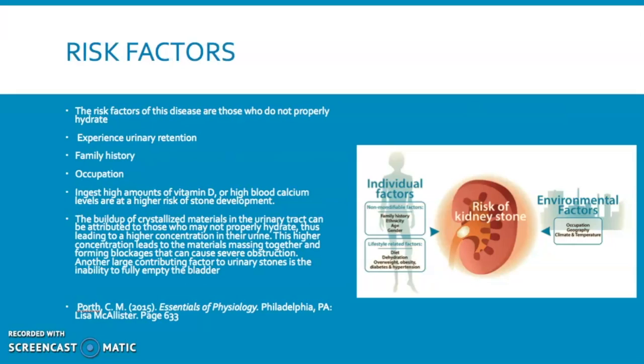Risk factors, it's those who don't hydrate. That's a big factor that plays into it, and that kind of builds up the concentration of your urine. If you have urinary retention, you're going to also increase your concentration due to the fact that you can't void your bladder. If you have family history, that can also play a role in whether or not you can get this disease. What you do for a living, if you get frequent water breaks or if you don't have time to take frequent water breaks, is going to increase your risk. If you do eat foods high in vitamin D or calcium, you can have the risk of the oxalate stones I discussed earlier.